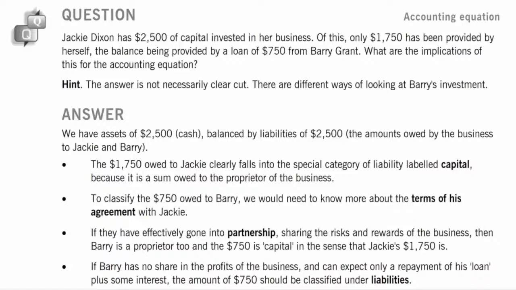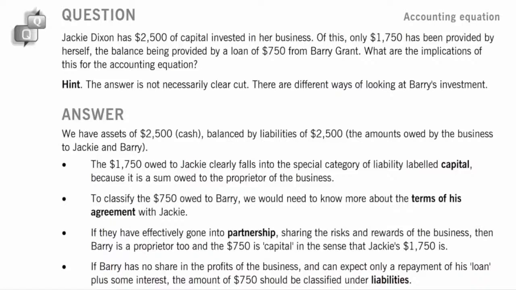Step-by-step explanation. Step 1. Identify the assets. The first thing we need to figure out is what the business owns. In this case, the business has cash worth $2,500. That's the total value of its assets. Step 2. Break down the liabilities and capital.